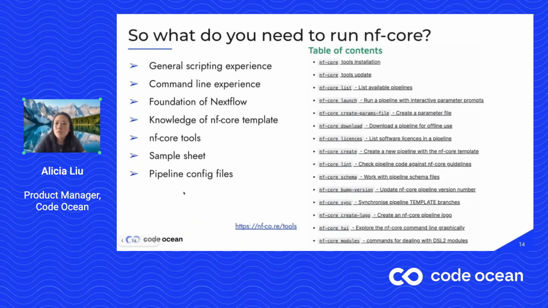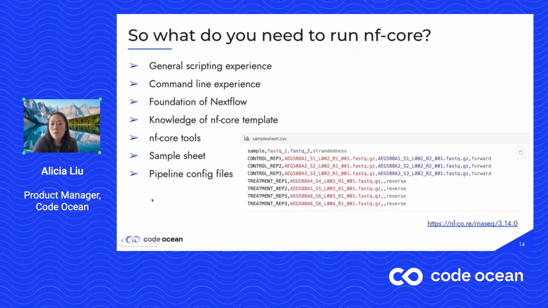And then knowing about the NF Core tools. So these are the companion tools that are developed by the community. Here are some of them listed on the screen here. Knowing how to write a sample sheet. So for this, I basically just followed the pipeline documentation for this part, as the specifics of it really depends on the pipeline that you're working with.